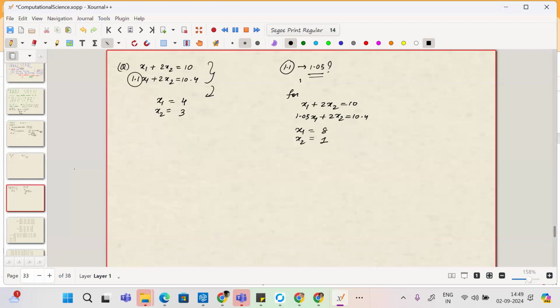Some got 8 and 1. So are you seeing something happening here? Mr. Hari? Very well. Are you feeling new television programs around? Let's see, these are some examples.